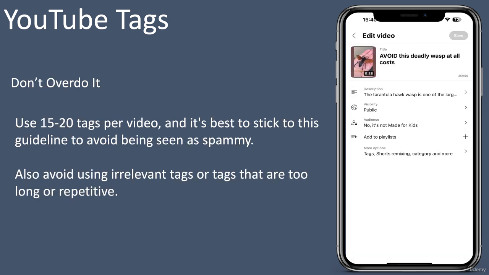Okay, guys, next is do not overdo it. So it's important not to go overboard when adding tags to your video. YouTube recommends using 15 to 20 tags per video, and it's best to stick to this guideline to avoid being seen as spammy. Additionally, avoid using irrelevant tags or tags that are too long or repetitive.